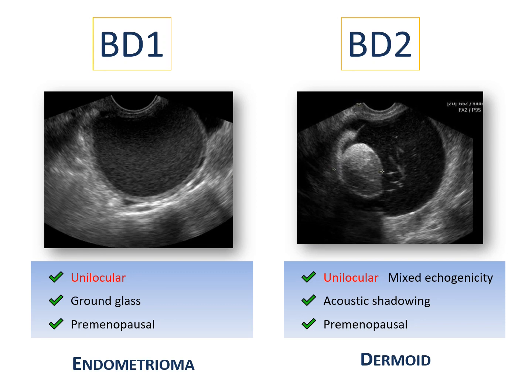And the first benign descriptor is an endometrioma, which is a unilocular cyst with a ground glass appearance seen in premenopausal women. So if you have this sort of an appearance, you would quickly jump to the diagnosis of an endometrioma and be quite sure about it. Benign descriptor 2 or BD2 is a unilocular cyst of mixed echogenicity which has very definite acoustic shadowing and is seen in premenopausal women, and this is of course the dermoid cyst.